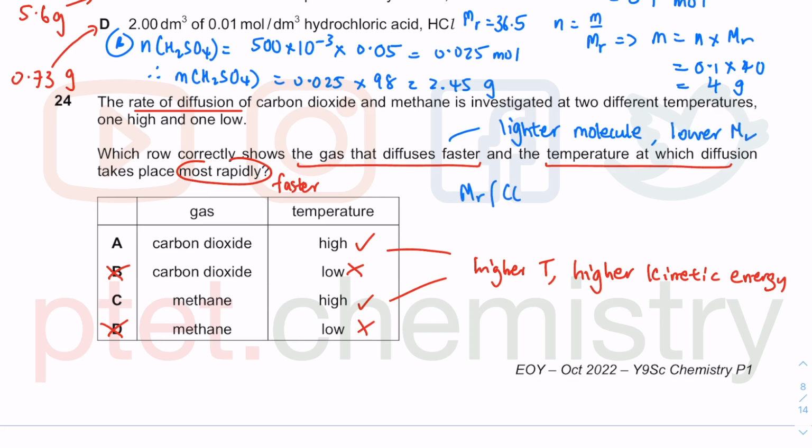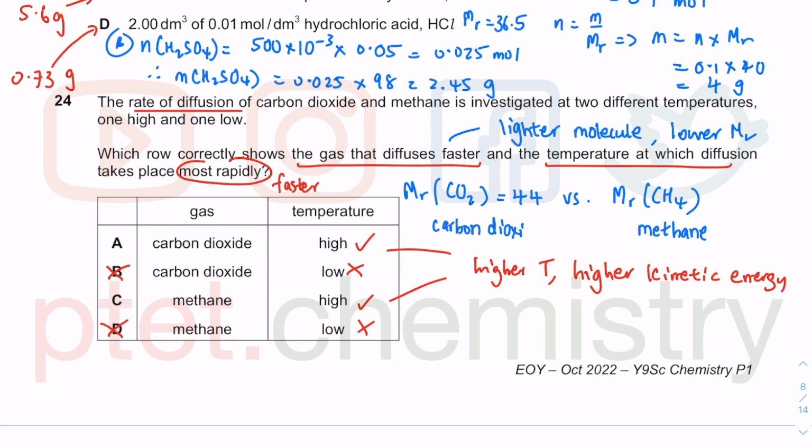If I just work out the Mr of CO2, carbon dioxide, as stated in the syllabus, the formula. So there is 12 plus 16 times 2, that is 44, versus the Mr of CH4, which is again stated in the syllabus. Methane is stated in the structure and bonding under the dot and cross for covalent molecules. Carbon dioxide is also stated in the dot and cross for covalent molecules. So this is 12 plus 4 times 1, which is 16. So the one which is going to be faster is the lighter one. It's going to be methane that will diffuse faster at a higher temperature.